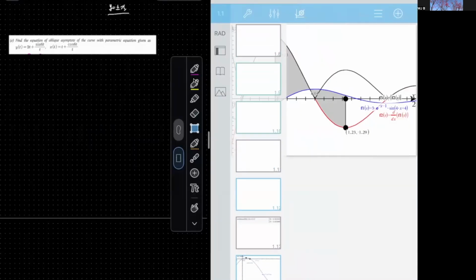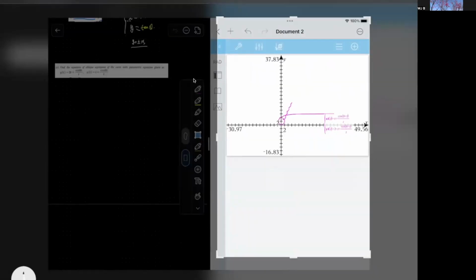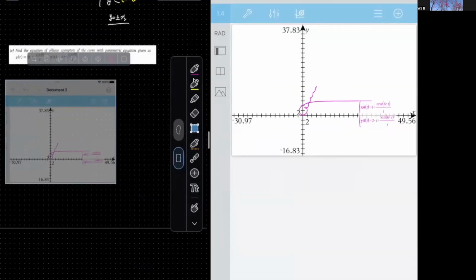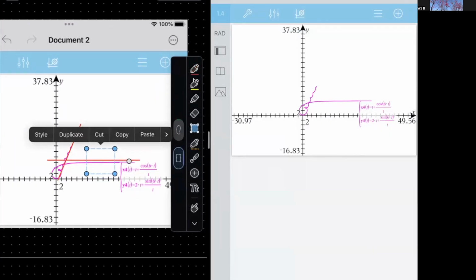Where's my graph? Yep, I believe it was this one. And if I take a screenshot, yes, a lot better. And then I'm gonna paste it here. Then boom, I get that. And please notice you will have the slanted asymptote, and then the horizontal asymptote. That's another one, right? That's a great observation.